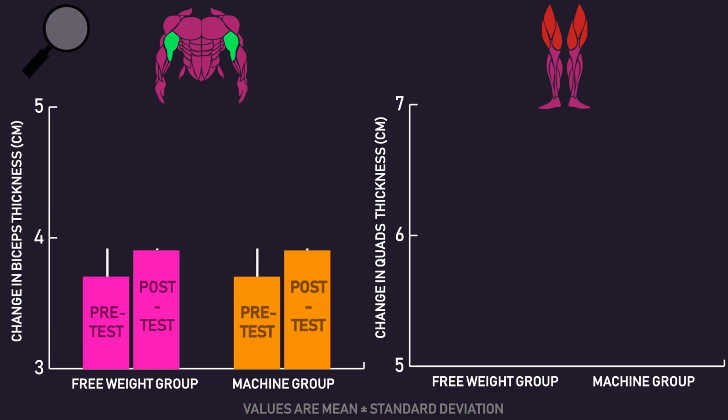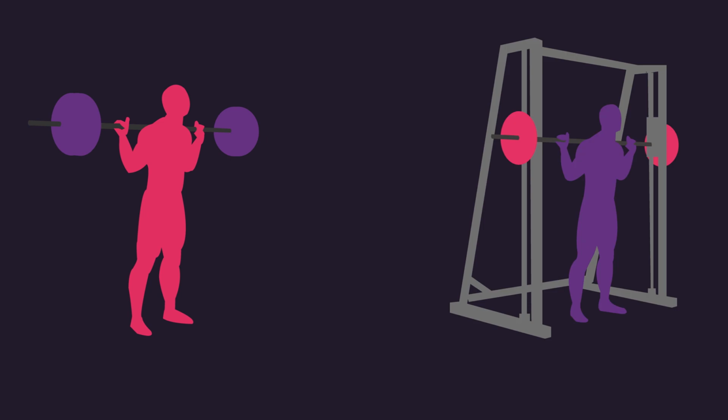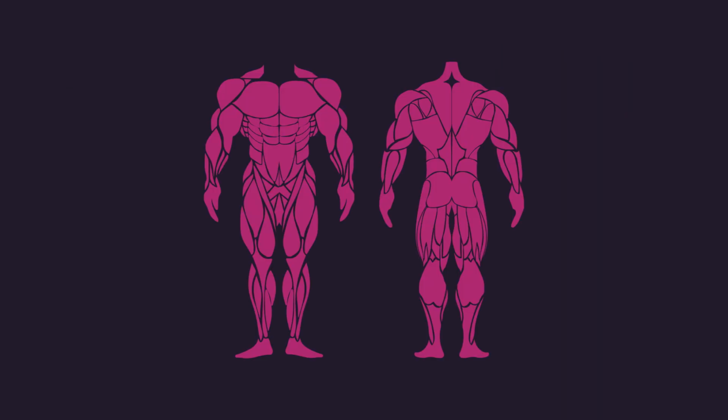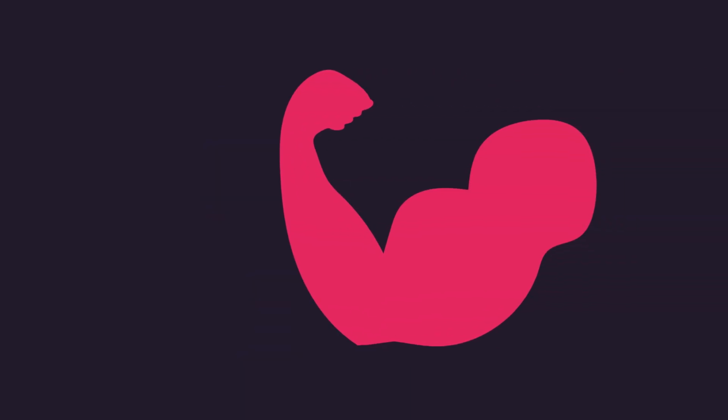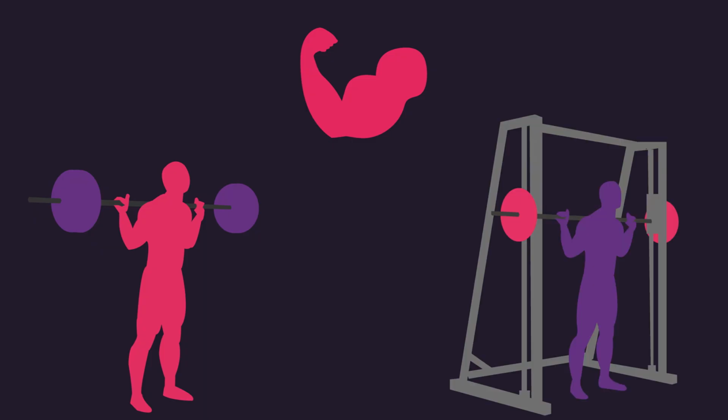Moving on to the hypertrophy results, both groups experienced similar increases in biceps thickness and quadriceps thickness. In other words, both free weights and machines appear to produce similar hypertrophy. Now, of course, it would have been more informative if the researchers could have assessed hypertrophy of a few other muscle groups, as both groups did train the majority of their body. But regardless, when looking at the mechanisms of muscle growth, reasoning does seem to suggest that both free weights and machines can produce similar hypertrophy.